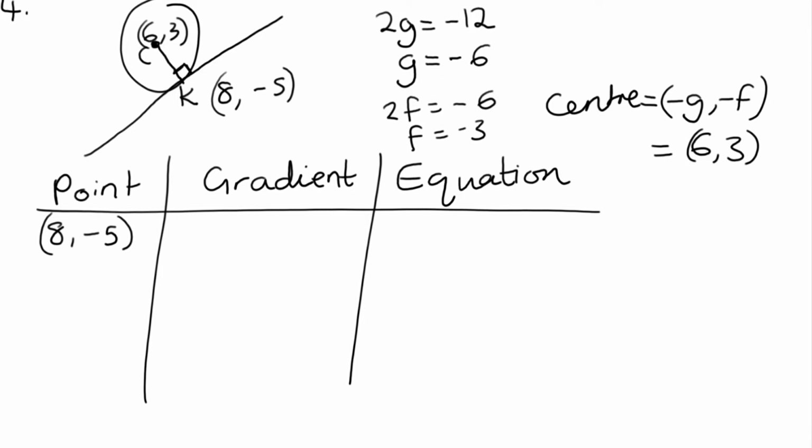To find the gradient, we're just going to use (6, 3) and (8, -5). Now the gradient won't be that, it'll be the perpendicular of that. So find the gradient of CK first, and then we'll have to flip it upside down and change its sign.